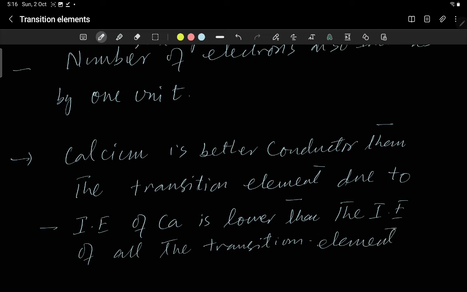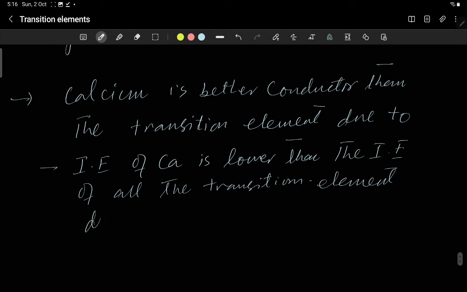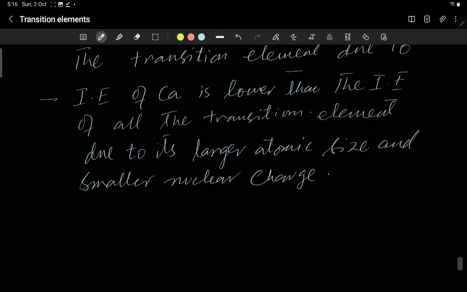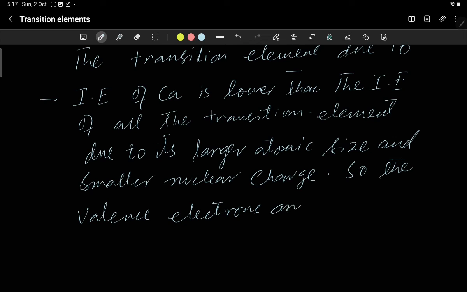Due to its larger atomic size and smaller nuclear charge, therefore the valence electrons are easily delocalized than in the transition elements.